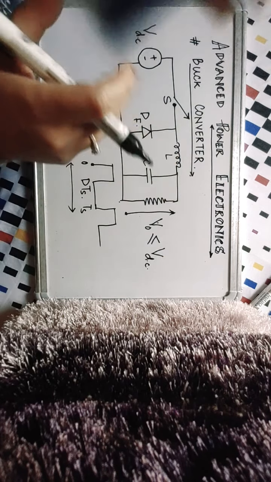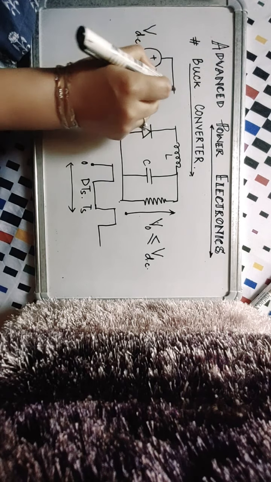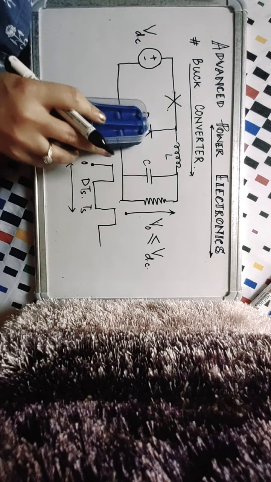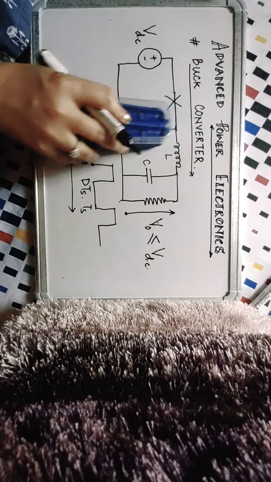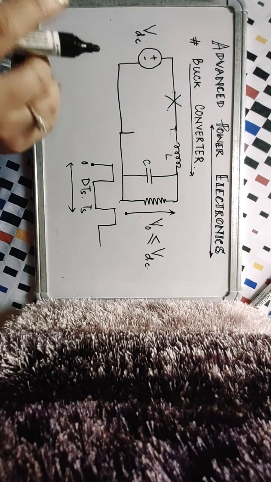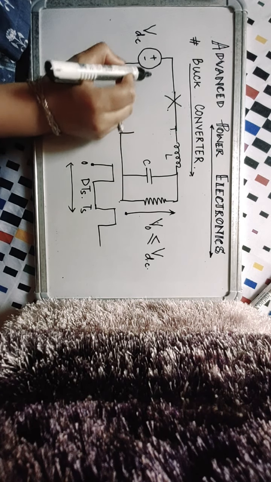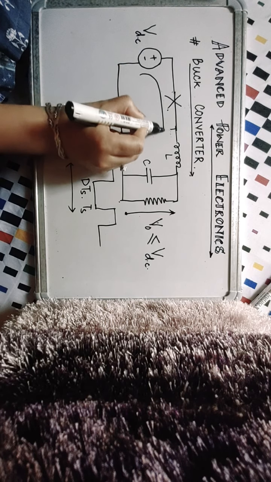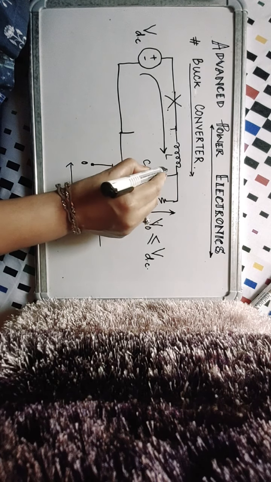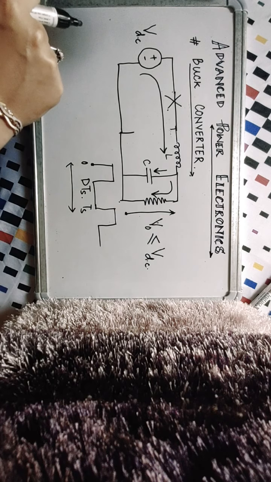Now when my switch is on, it is conducting. The power circuit looks like this. The switch is behaving like a short circuit. The freewheeling diode is reverse biased, so this part is open, and this is how the circuit is going to look like. So what happens is that due to the switch being on, the supply starts storing energy into the inductor and partly into the capacitor, and this energy also goes into the load.